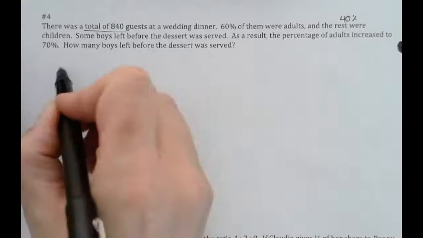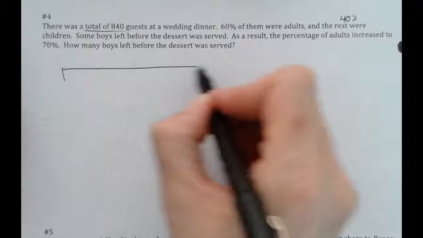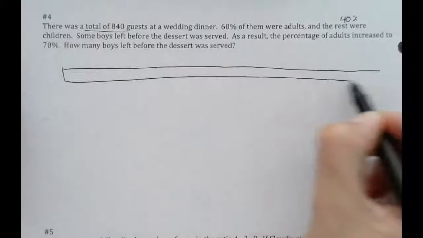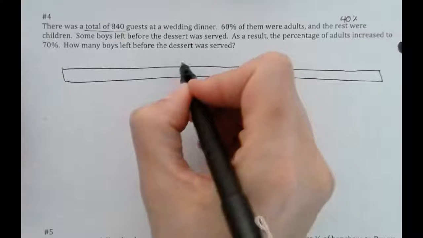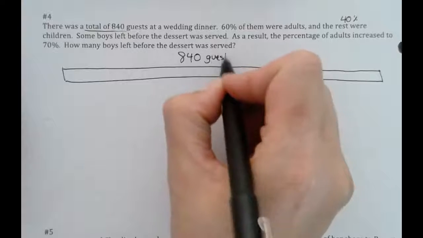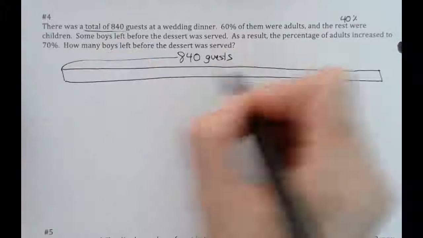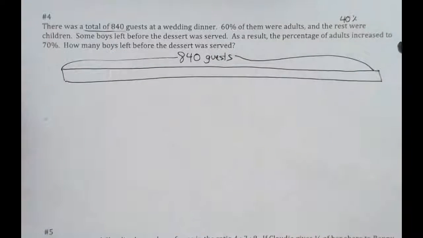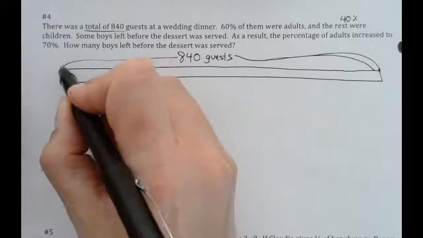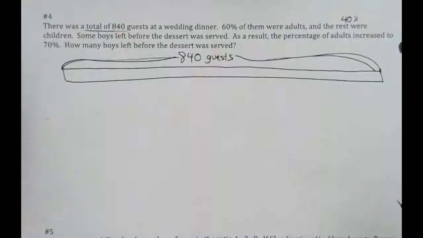So let's take a look. I'm going to draw a box to be 840. I can make it really big. So this is 840 guests. Okay. So some of them were adults and some were children.